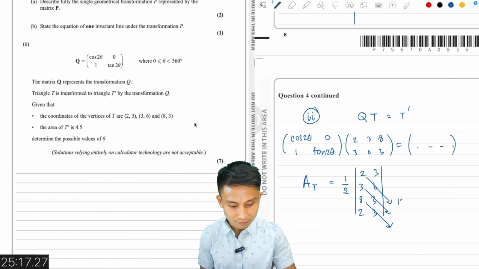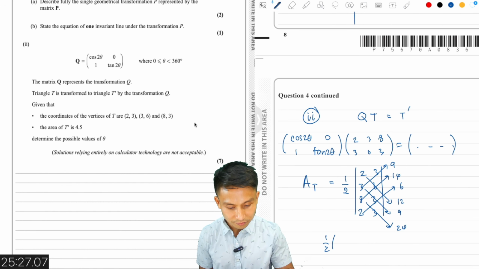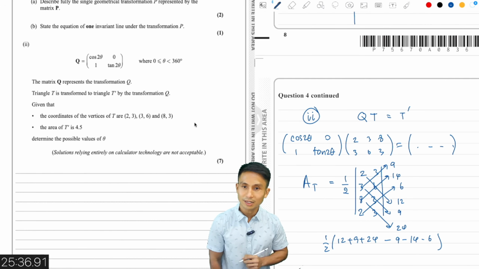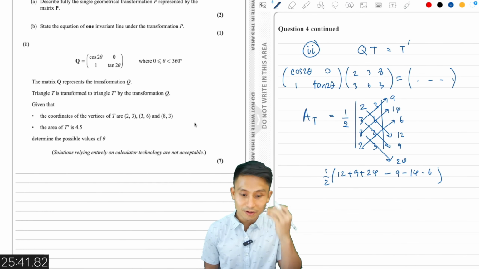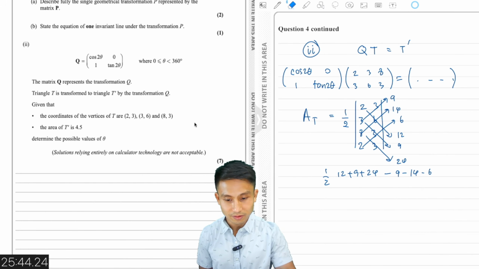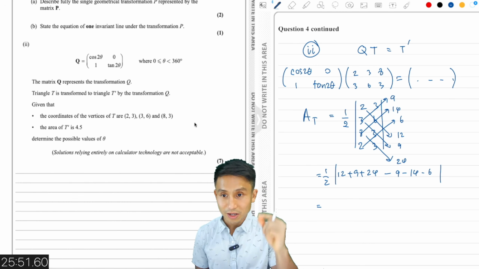So multiplying down, I have 12, 9, and 24 here. Multiplying up, I have 9, 14, and 6, right? So we're going to do 1/2, 12 plus 9 plus 24, and then minus all the multiply up: 9, 14, and 6. Like that, yeah? If in the brackets it happens to be a negative number, we change it to a positive. No big deal. So I'm going to do modulus here, yeah? So that's the area of the triangle T.